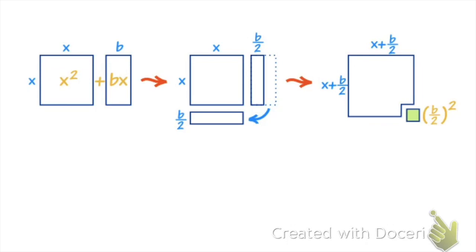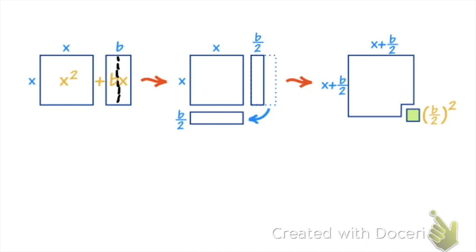Notice this rectangle. This first box is area of x squared. Length times width is x squared. The other box, my length, which is b, and my width, which is x, multiplies to give me bx. So that's my area for this box. What I'm going to do is take this bx box and cut it in half.